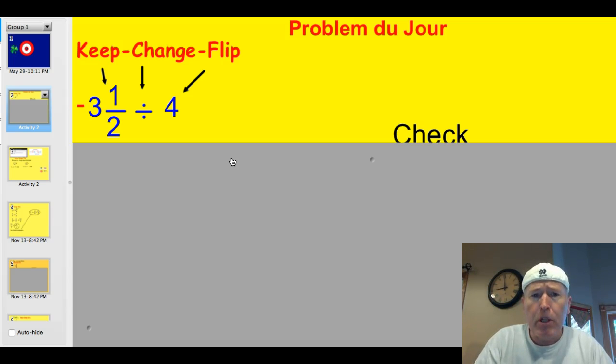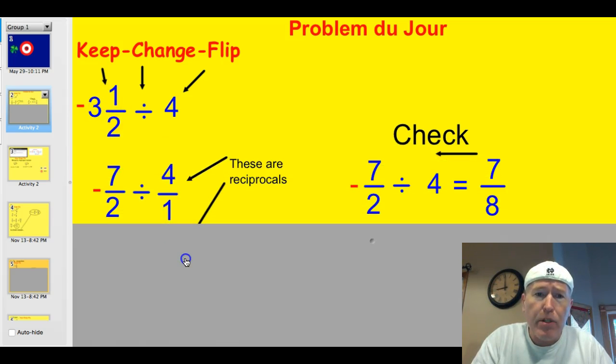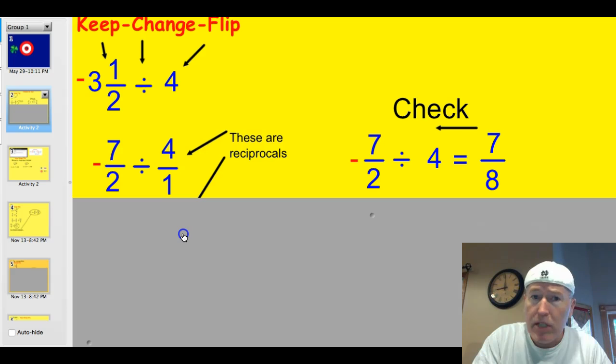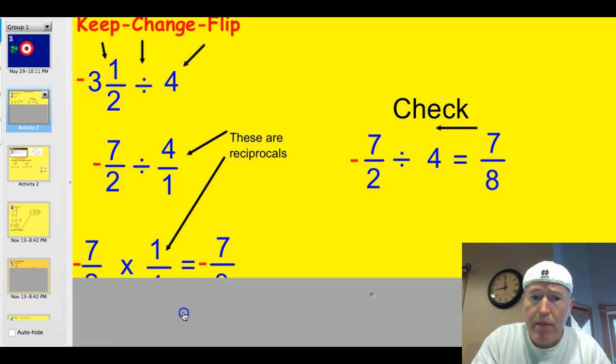Well, we're going to use our same little keep change flip that we use with fractions. There's just one extra step. We also have to change this into an improper fraction. So that's the first step. And you notice I just rewrote the problem. I renamed this 7/2. 3 times 2 plus 1 is 7/2, divided by 4. Notice I haven't changed anything yet, I just renamed that first number.